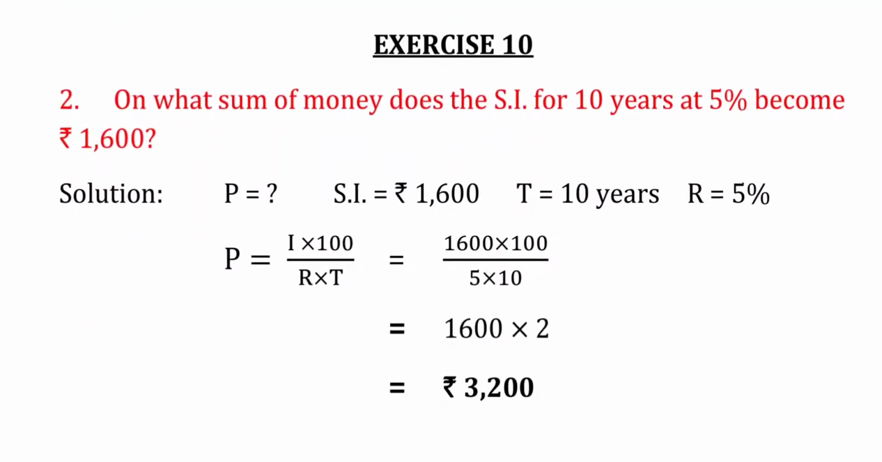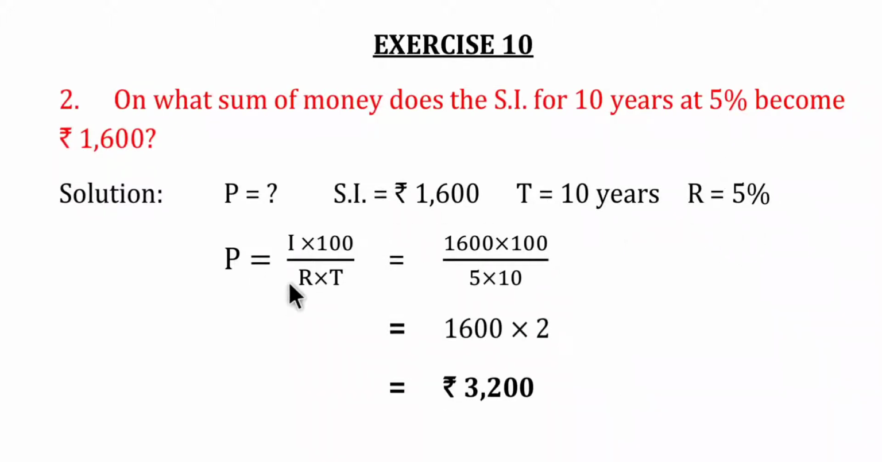So question number 2. On what sum of money does the SI, that is simple interest, for 10 years at 5% become rupees 1600? Here, on what sum means we have to find the principal. So let the principal be question mark. Does the SI for this condition become rupees 1600? So simple interest is 1600, time is 10 years and the rate is 5%.